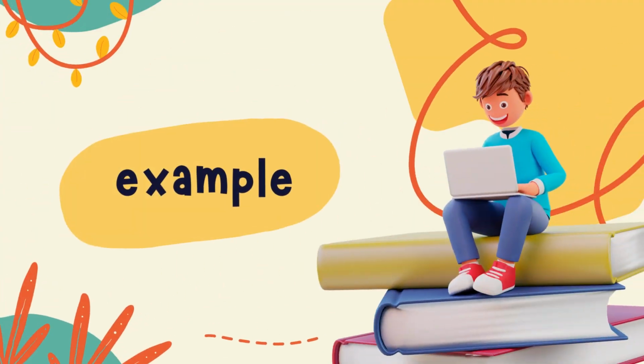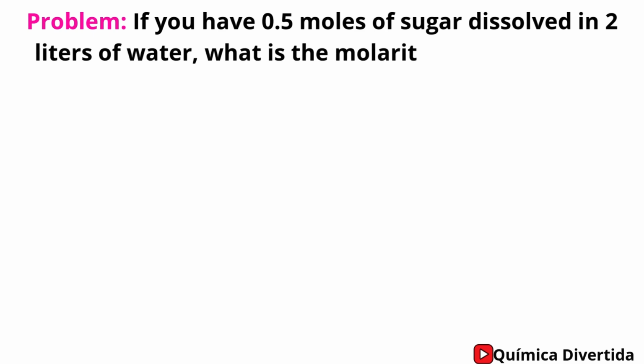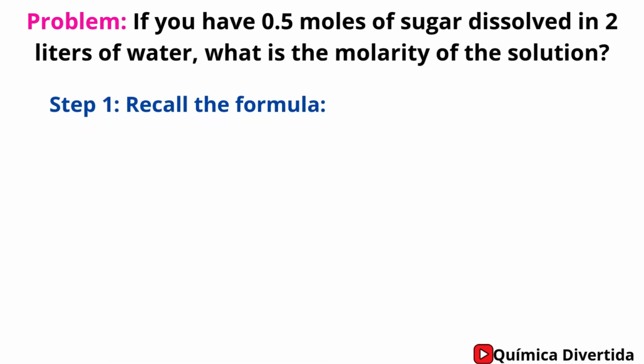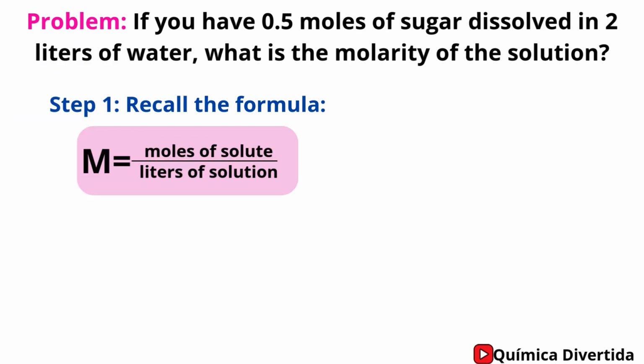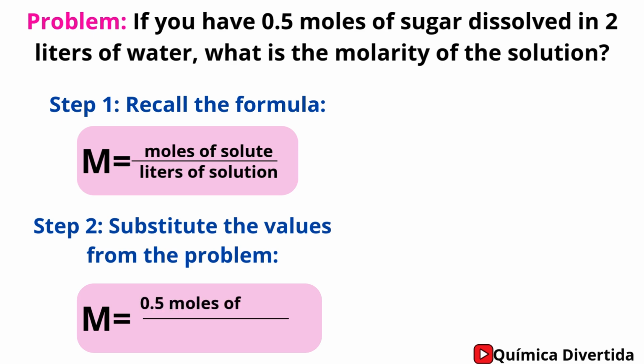Let's look at a simple example. Problem: if you have 0.5 moles of sugar dissolved in 2 liters of water, what is the molarity of the solution? Step 1. Recall the formula. M equals moles of solute divided by liters of solution. Step 2. Substitute the values from the problem. In the numerator, place the 0.5 moles of sugar. In the denominator, place the 2 liters of solution.